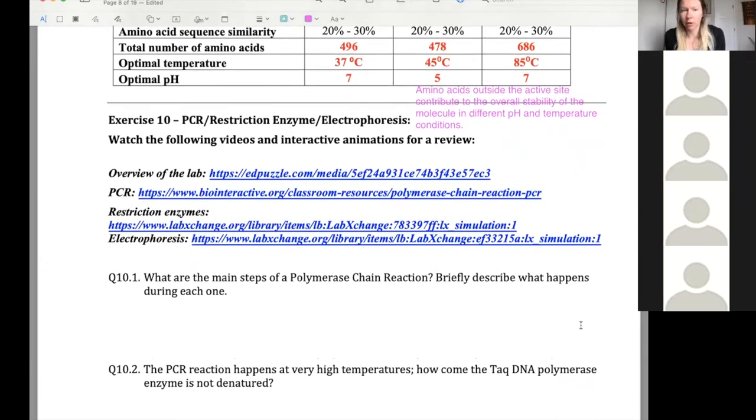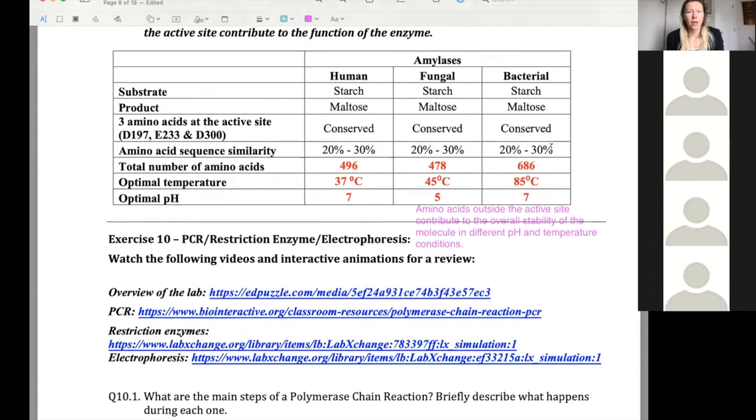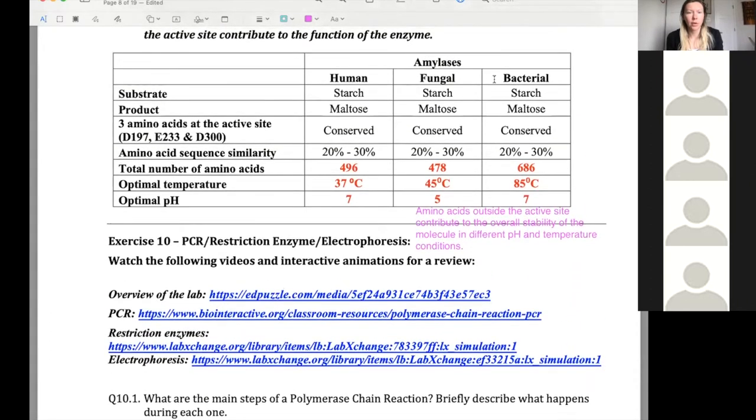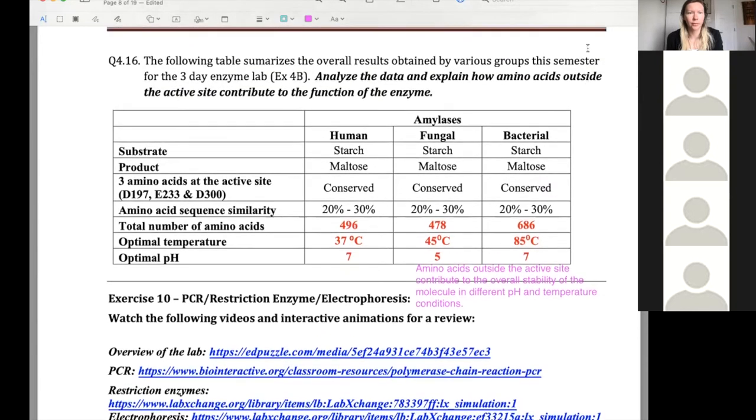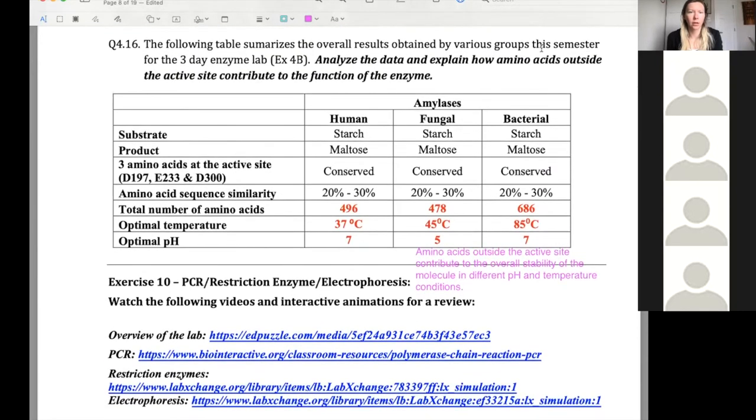Okay, next we're moving on to exercise 10, which was all the molecular biology techniques, so PCR, restriction digest, and electrophoresis. Professor, excuse me? Yeah. A question, what do we need to know about this table here? This table is just sort of, I don't know why they included this entire table.